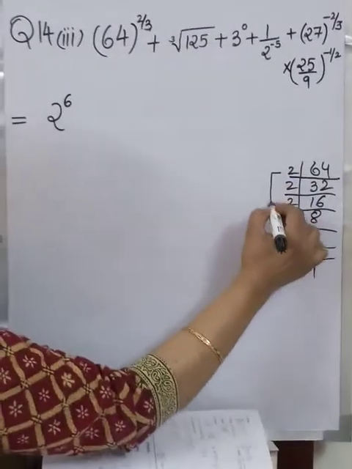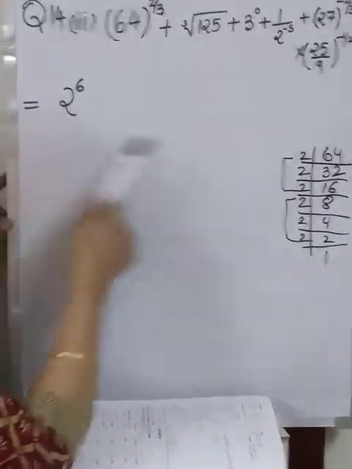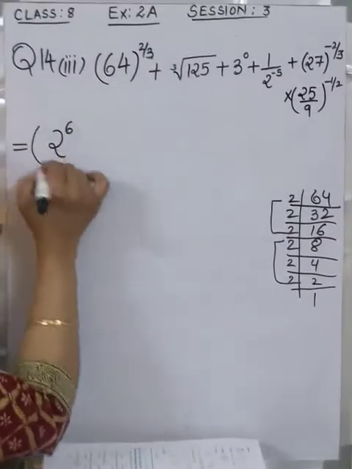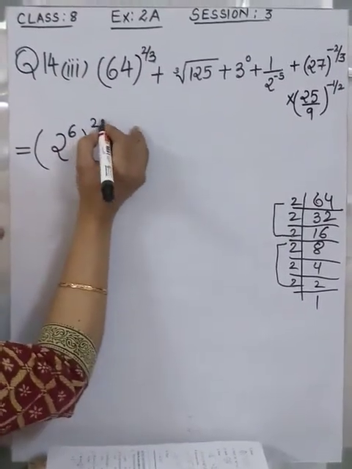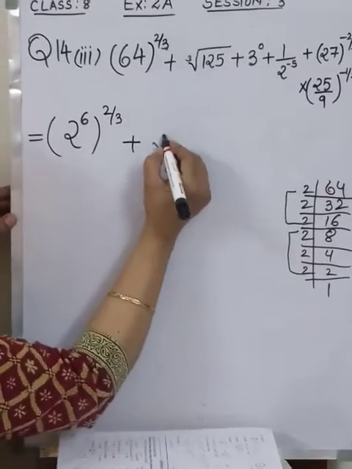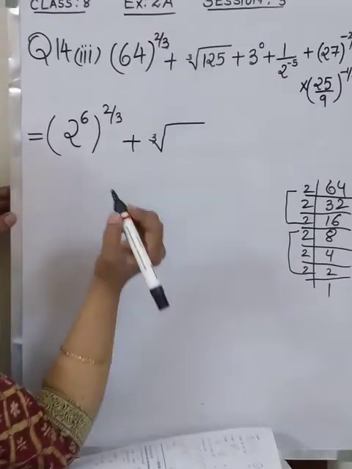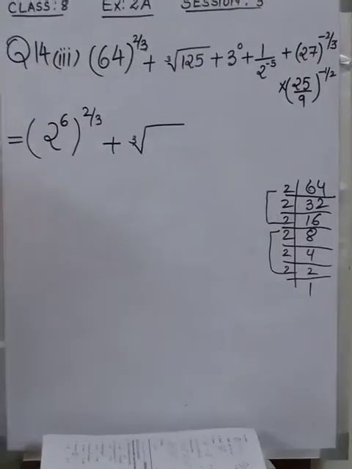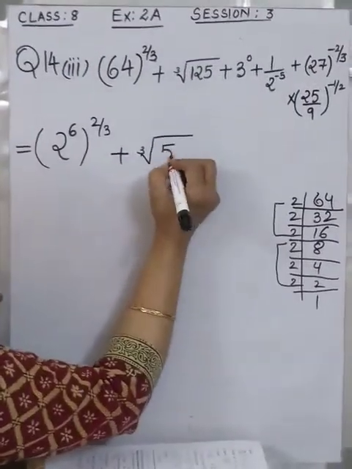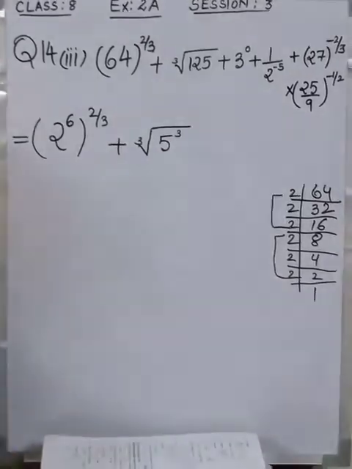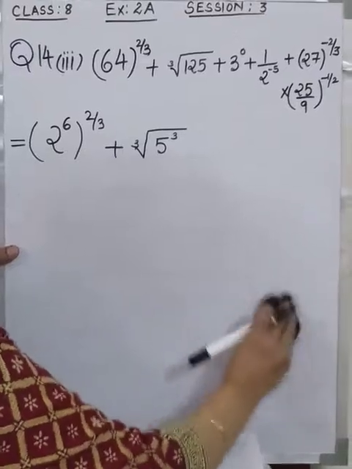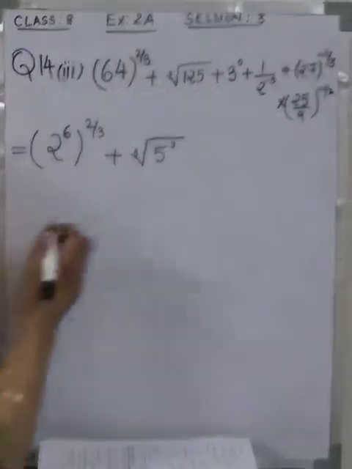How many times is 2 coming? 6 times. So 64 can be replaced by 2 to the power 6, and whole to the power 2 by 3. Cube root of 125: if you do the prime factorization of 125, it is 5 cube. Those who are having difficulty can do the prime factorization in the rough column of 125.